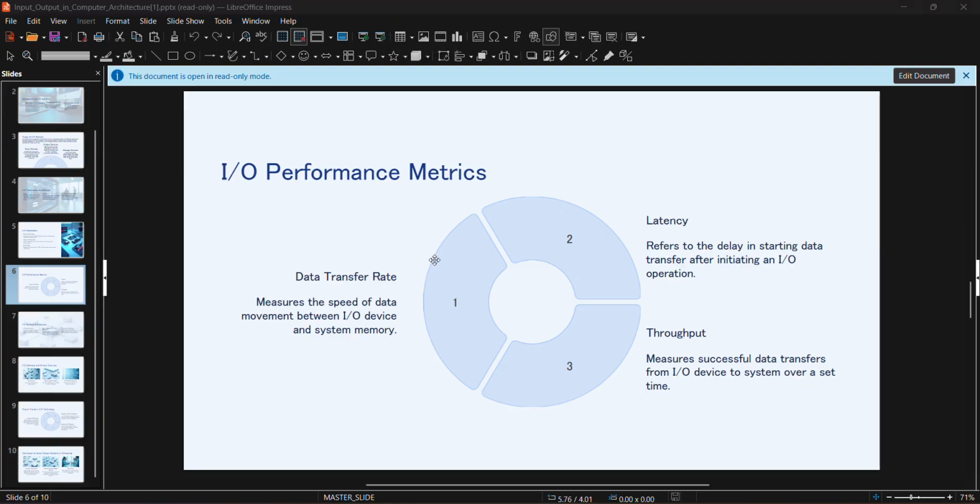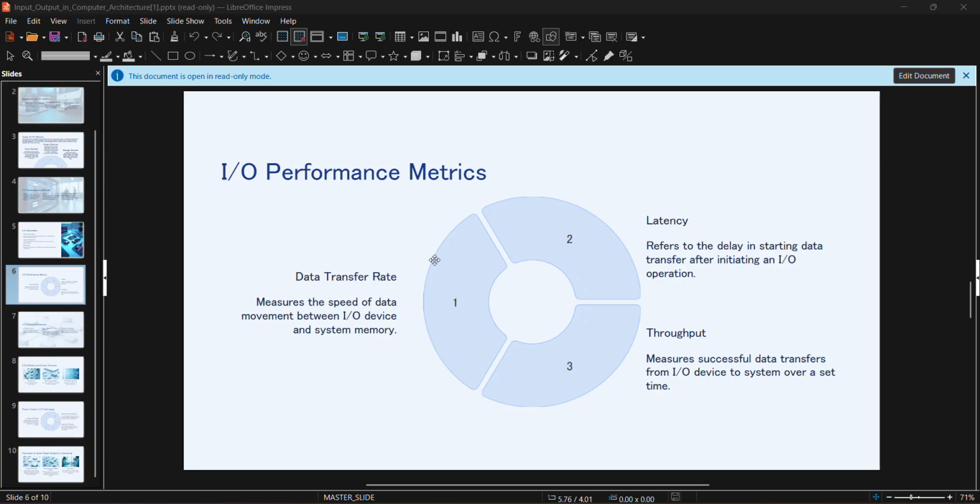Now let's move on to input output performance metrics. We have data transfer rate, latency, and throughput. The performance of an input output system is based on these three metrics. What is data transfer rate? It measures the speed of data movement between the input output device and system memory.